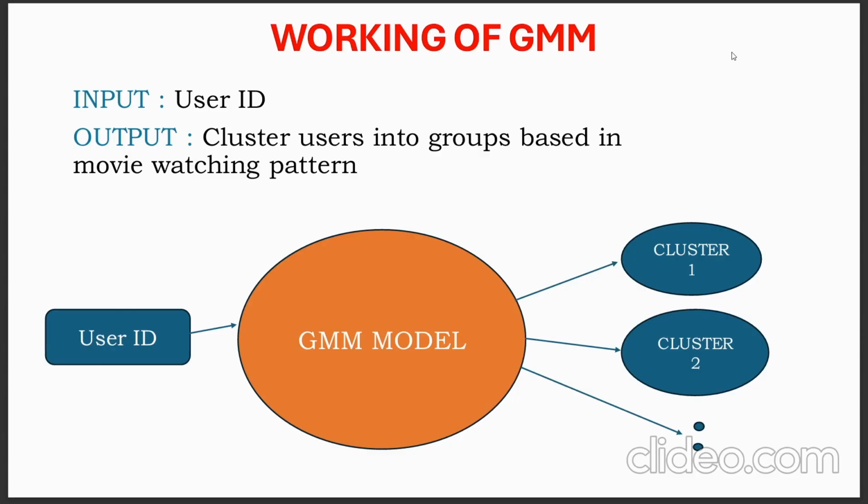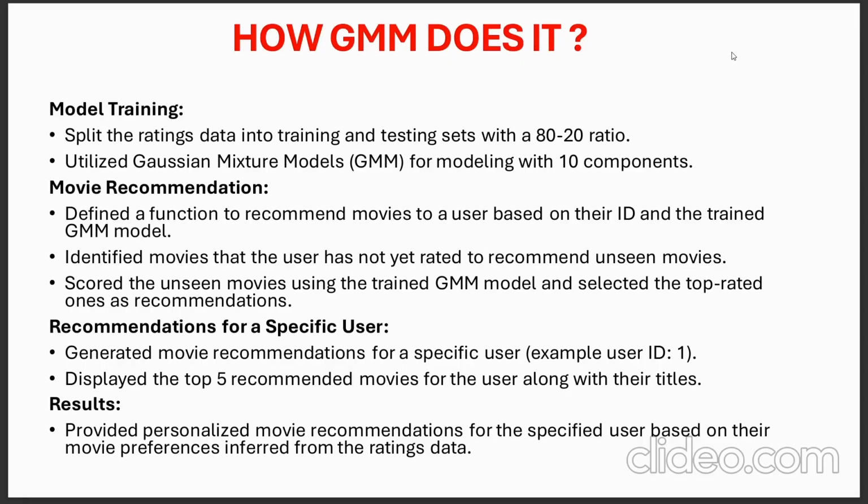Now we go to another algorithm, that is GMM. GMM takes a user ID and clusters users into groups who have similar movie-watching patterns, as can be seen in the diagram. Now let's see how GMM does this. GMM uses a model with 10 components and defines clusters to find not-yet-seen recommended movies for the users, and then it provides a recommendation and displays the top 5 recommended movies.